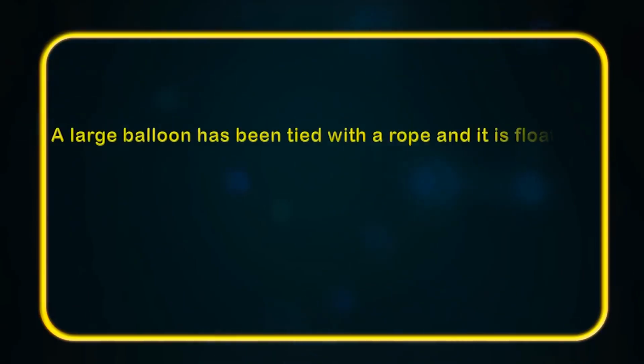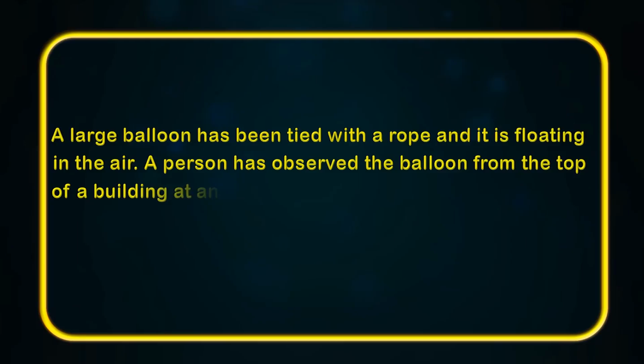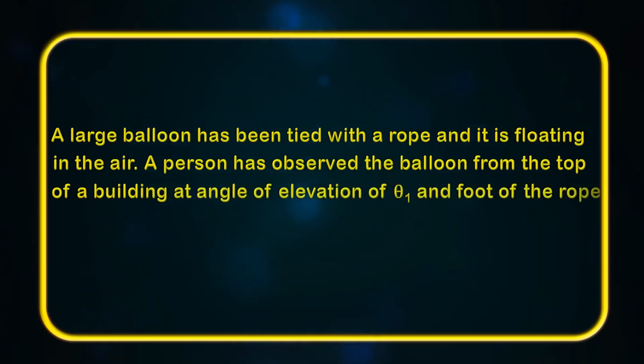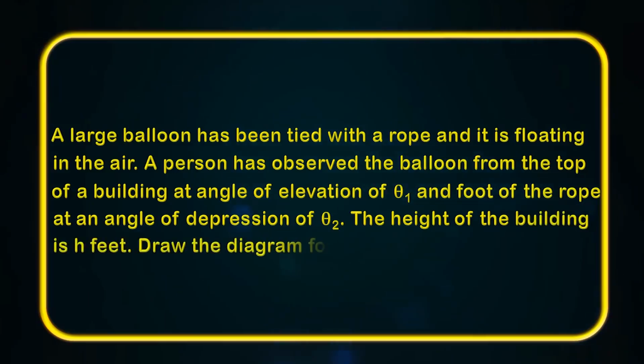A large balloon has been tied with a rope and it is floating in the air. A person has observed the balloon from the top of a building at an angle of elevation of θ1 and the foot of the rope at an angle of depression of θ2. The height of the building is h feet. Draw the diagram for this data.